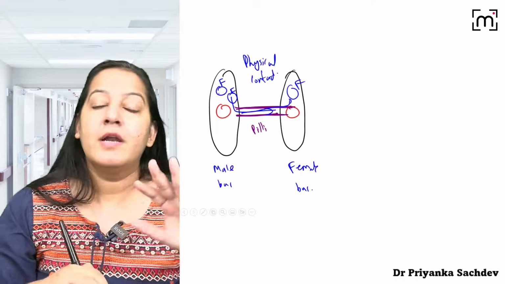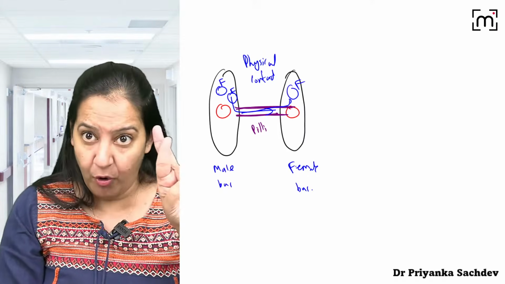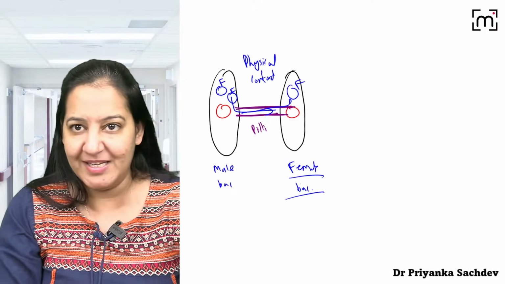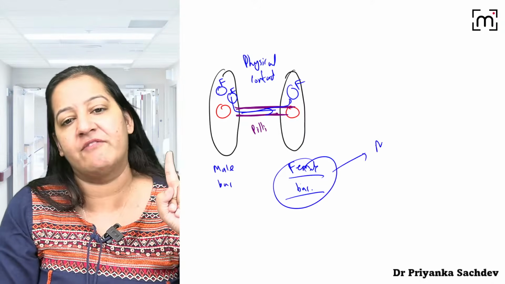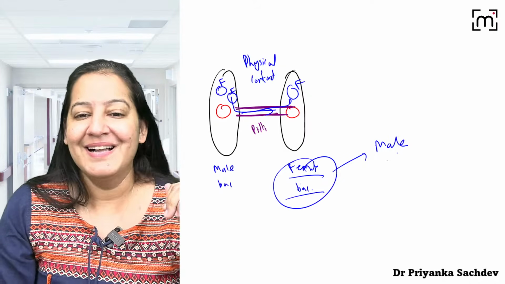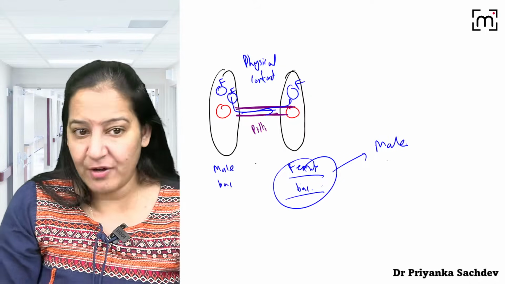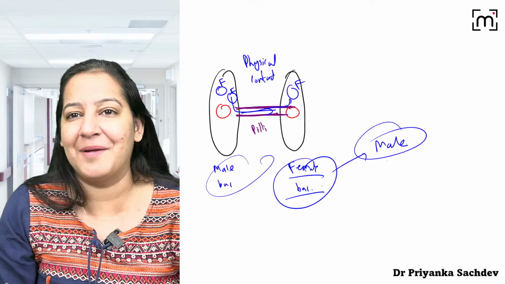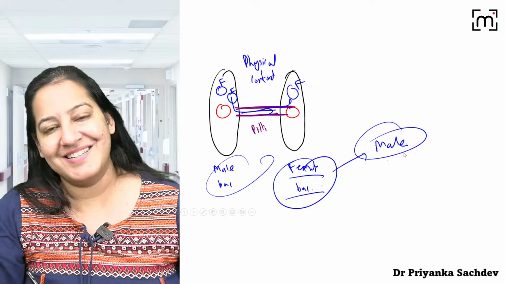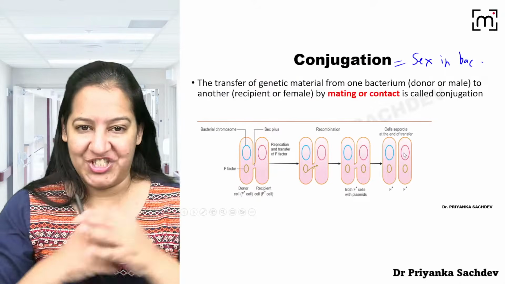Give me a thumbs up. Now the point is that initially, before conjugation, this female bacteria was there because the plasmid is absent, but after conjugation, the female converted into male, because it also has the F plasmid. So the female converted into male. At the end of the conjugation, both are males. When they started, one was male, one was female. Give me a thumbs up if you got it. Come on. So this is conjugation.